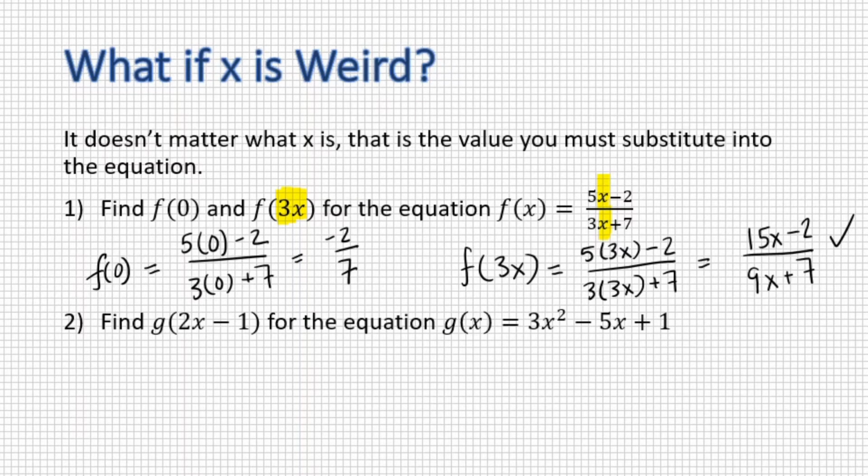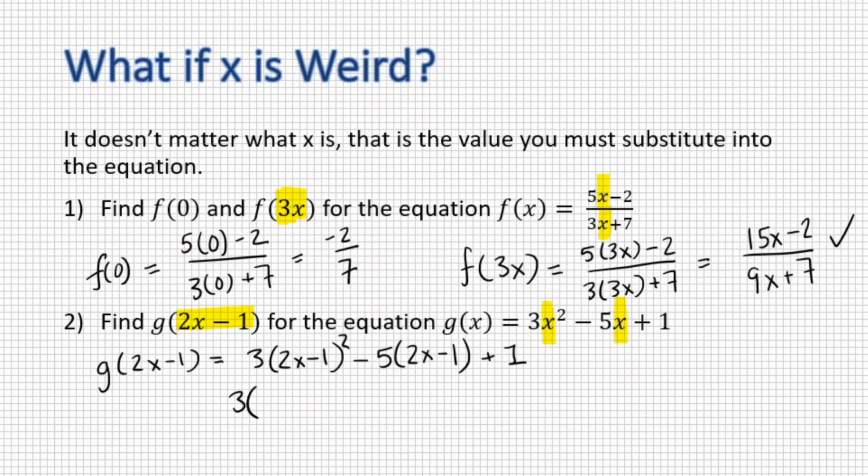We can make it even uglier, where we're going to have to take a binomial and replace all the x's with binomials, and that will require a fair amount of work for the simplification. So we're going to have g of 2x minus 1 is equal to 3 times a binomial expansion. So as per usual, I like to do the binomial expansion before I do the distribution, so I'm going to do that. 4x squared minus 4x using FOIL or an array or whatever method you use.